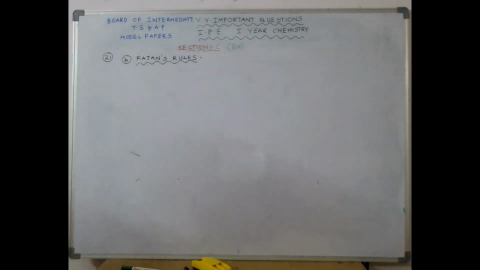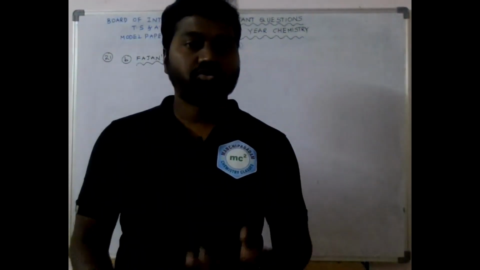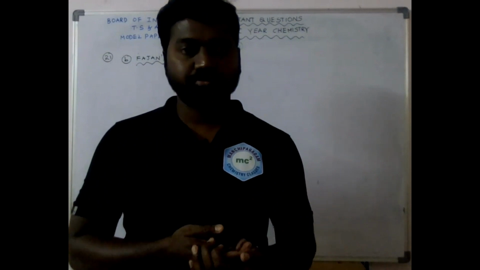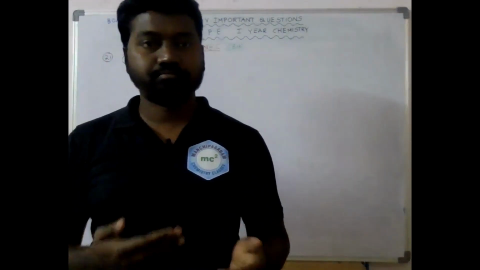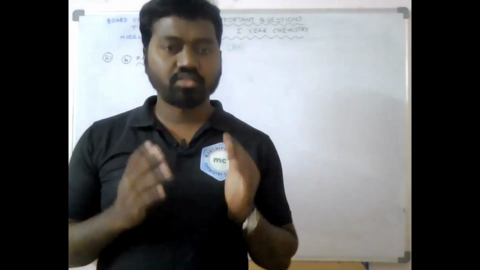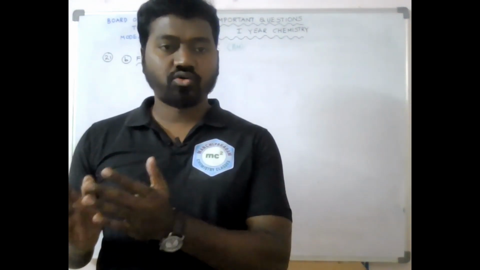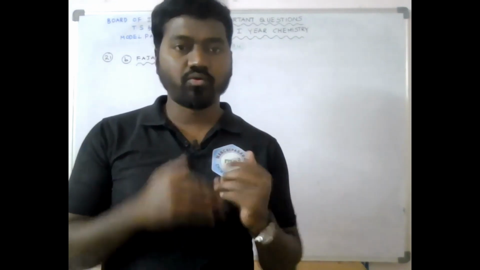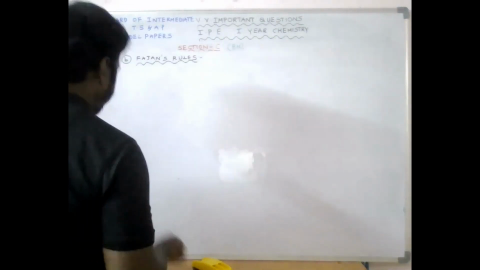Fajans rules are to tell the nature of bonds, whether the bond is a covalent bond or an ionic bond. What are the rules for that? If it is a covalent bond, what is the rule? If it is an ionic bond, what is the rule? There are 4 rules, and we will discuss those 4 rules.